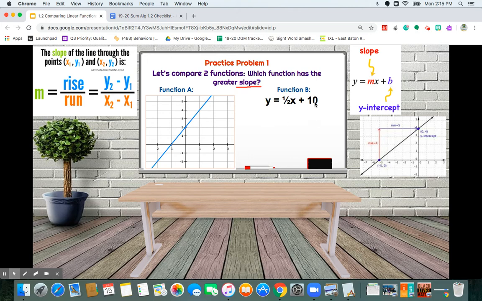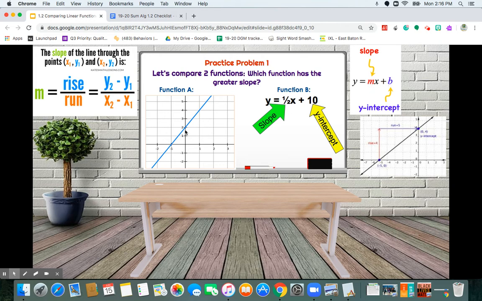So just by looking at this function b, what's our slope and what's our y-intercept? I'll give you a second to think. All right, let's check your answer. So if you said the slope is 1/2, then you are correct. If you said the y-intercept is 10, then you are correct. Easy, right? When given an equation in slope-intercept form, it's really easy to see what the slope is and what the y-intercept is. You just have to remember their positions.